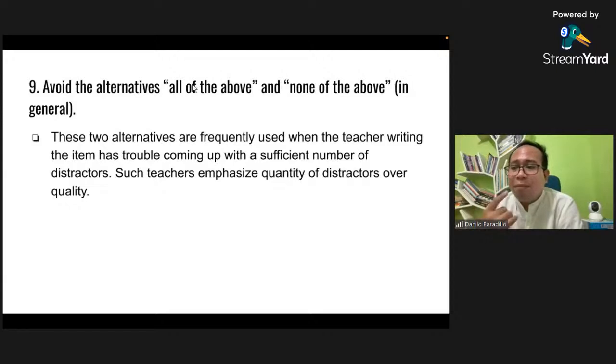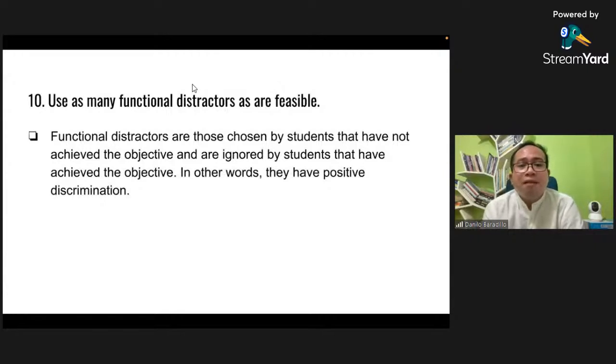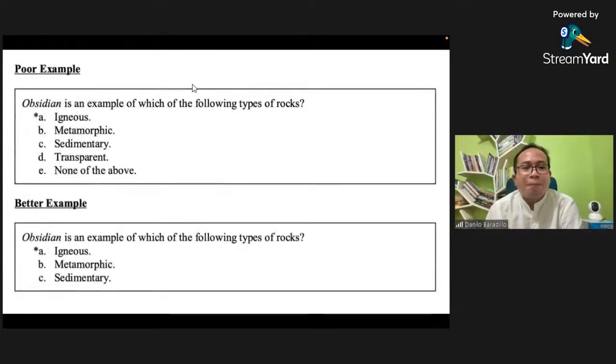Okay, but if you have a particular reason which could be really justified, that's fine, but please avoid these kinds of alternatives. So use as many functional distractors as are feasible. Functional distractors are those chosen by students that have not achieved the objective and are ignored by students that have achieved the objective. So in other words, they have positive discrimination, right? Example.